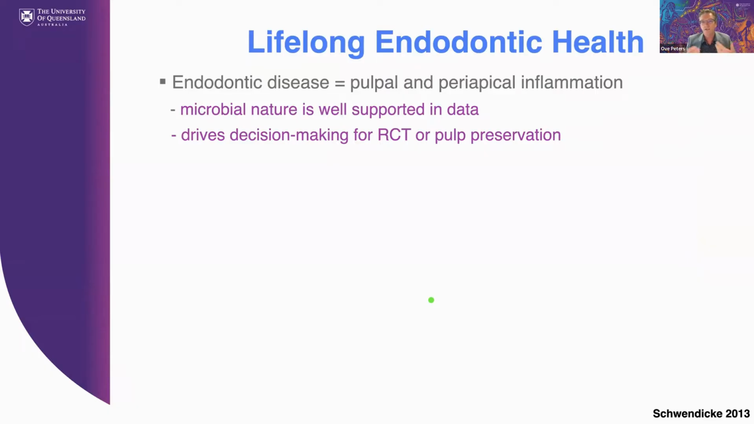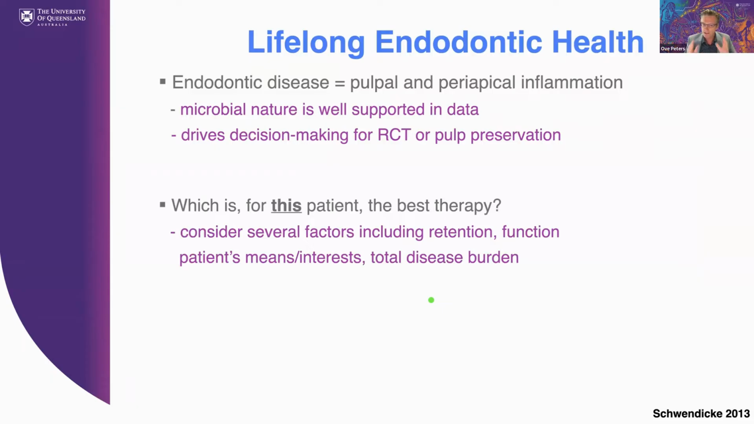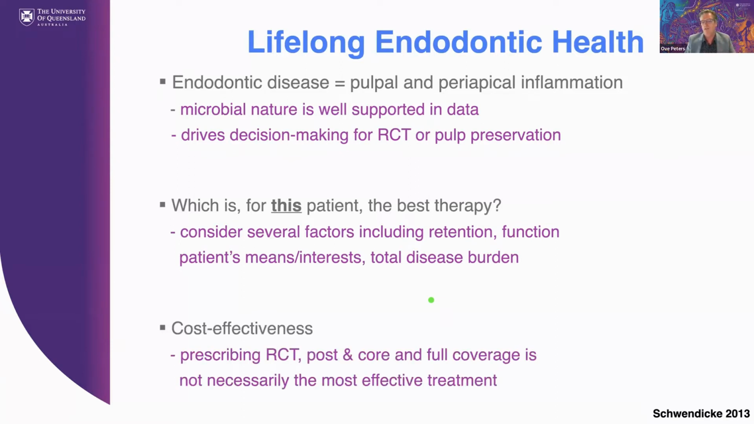That gives us an ability to think of lifelong endodontic health. Endodontic disease, pulpal periapical inflammation, we can understand how it's managed in the lifetime of a patient, and that drives decision-making of what we need to do. So we can actually say then, what is for this particular patient the best therapy? We can consider factors, retention, function, patient's means, and so forth. So we can tie things together much better. What is a challenge is how does it play in terms of cost effectiveness? These are very expensive devices, of course, and education and facilities and so forth go into that. But even for today, a lot of stuff that's being done is not necessarily the best for our patients.